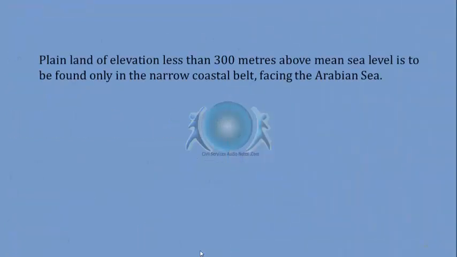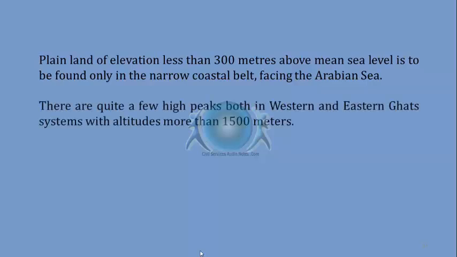Plain land of elevation less than 300 meters above mean sea level is to be found only in the narrow coastal belt facing the Arabian Sea. There are quite a few high peaks both in western and eastern Ghat systems with altitudes more than 1500 meters.